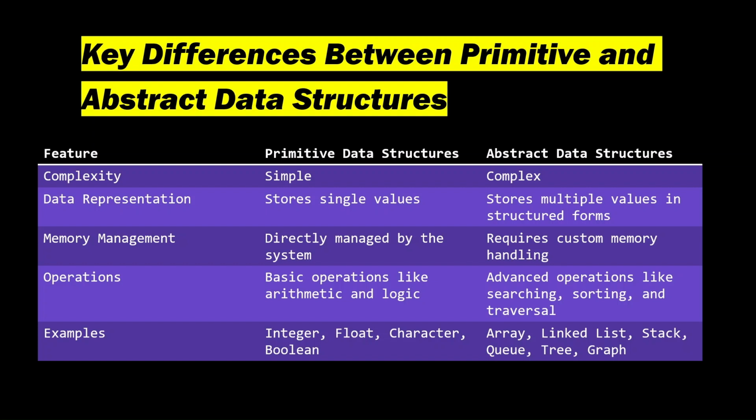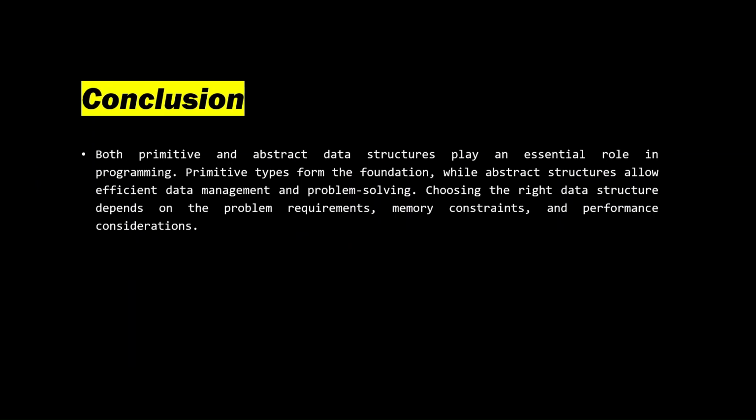Here we can see some examples of primitive data structures. For example, integer, float, character, boolean, as we already know from the previous slides. And the abstract data structures are array, linked list, stack, queue, tree, graph. In conclusion, both primitive and abstract data structures play an essential role in programming. Primitive types form the foundation, while abstract data structures allow efficient data management and problem solving. Choosing the right data structure depends on the problem requirements, memory constraints, and performance considerations.